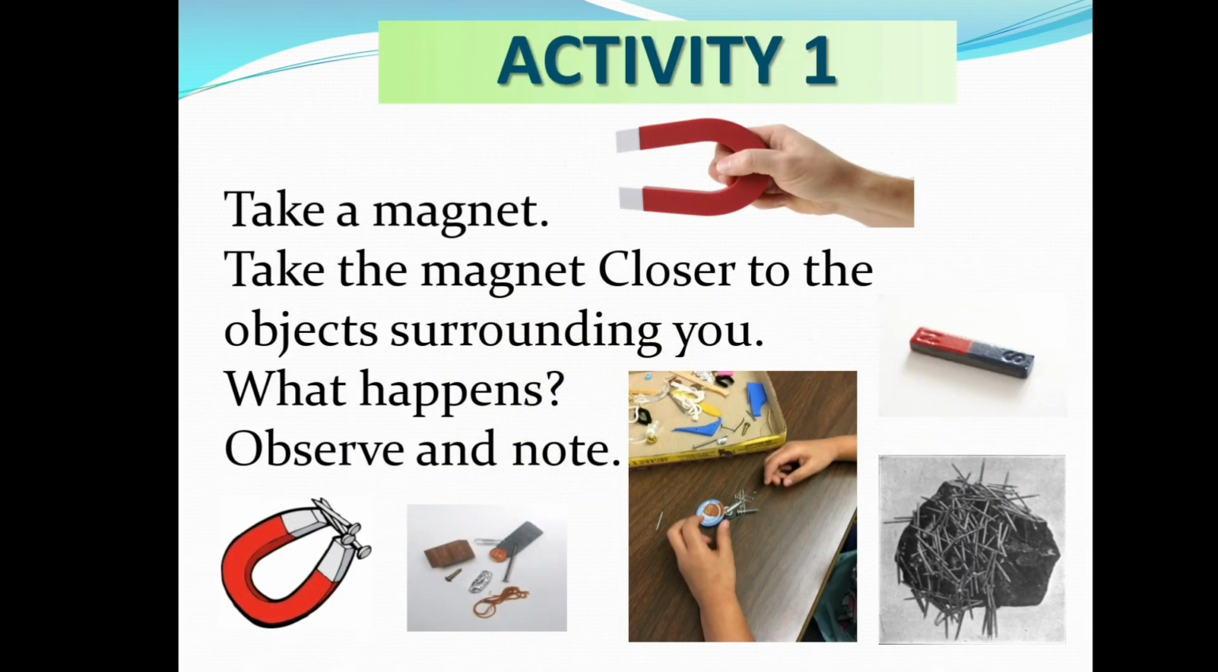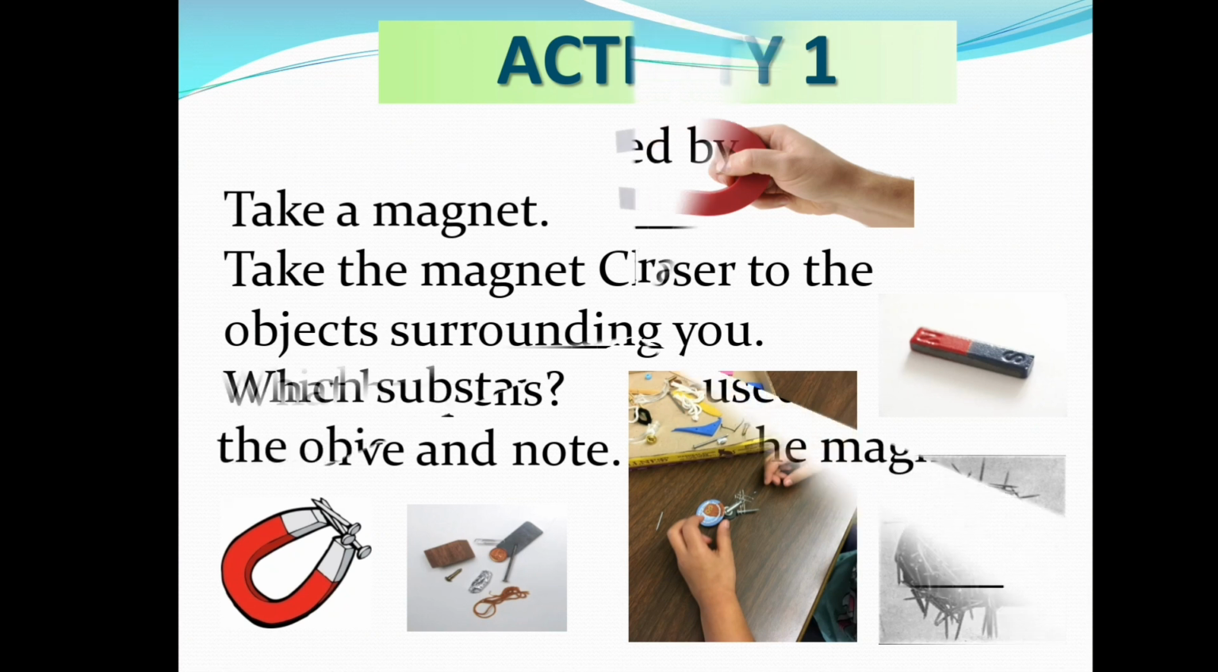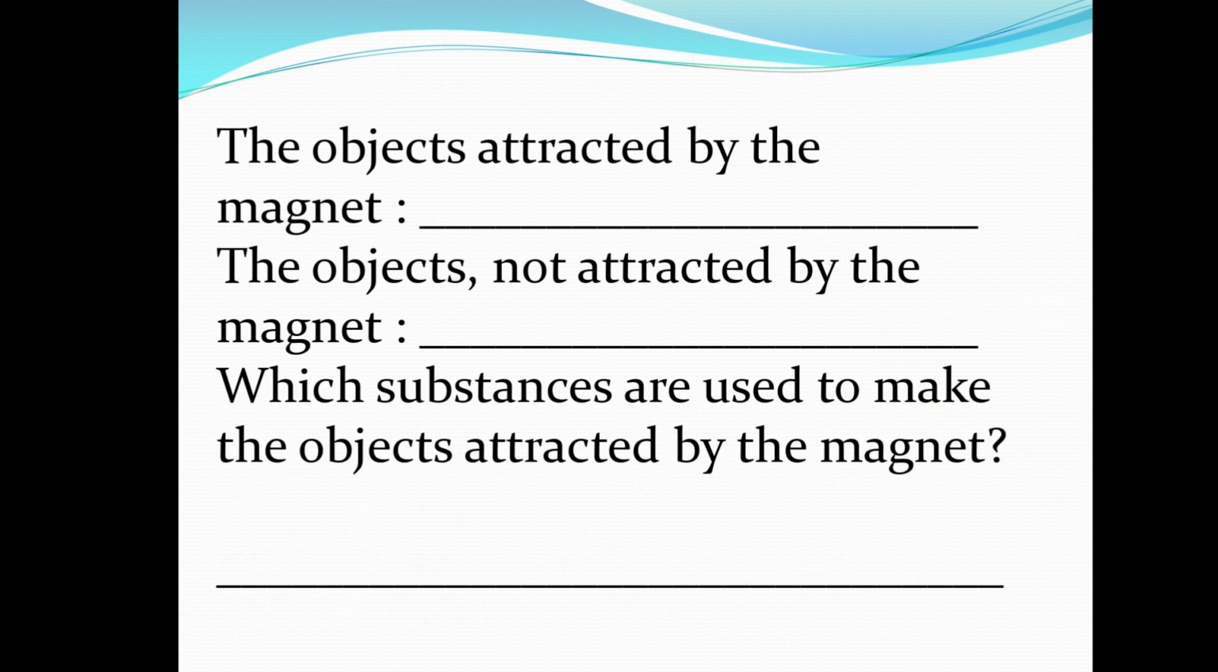Let us do an activity. Try this at home. Take a magnet closer to the objects surrounding you. What happens? Observe and note down. The things that you have to note down are the objects attracted by the magnet, the objects not attracted by the magnet, and which substances are used to make the objects attracted by the magnet.